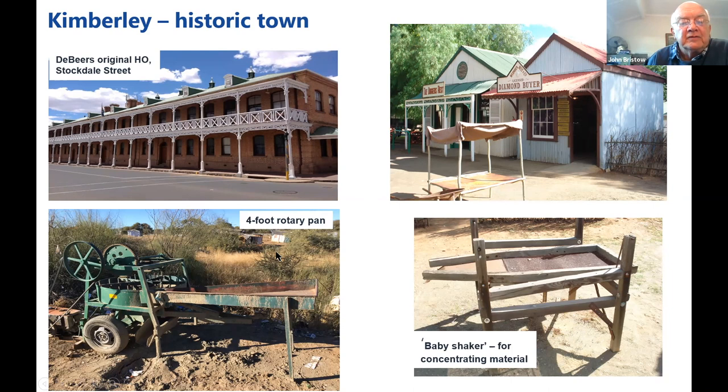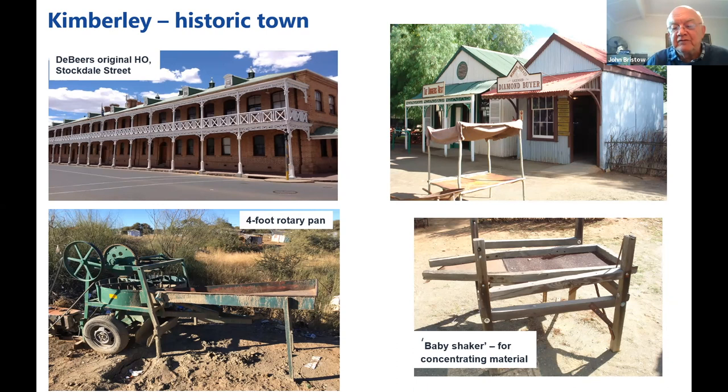Here on the left-hand side is what we call a rotary pan. It's still technology that we use today in South Africa, though a bit more sophisticated. It's just a simple washing machine which separates heavy material. Diamonds have a specific gravity of 3.5, so it separates diamonds from the light material that they're found in. And on the bottom right is a baby shaker. That was an old sieve shaker for again separating and concentrating heavy material from the light material.